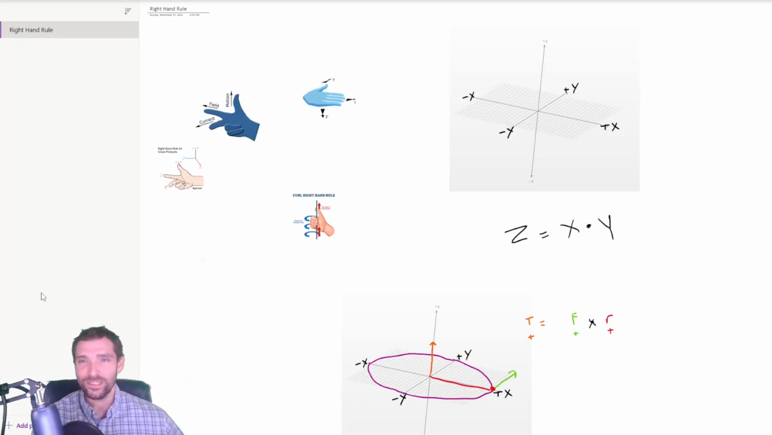Today I'm going to be showing you the easiest way to do the right hand rule. I've done a lot of tutoring. This can be really tricky for students because they're trying to do this trick with the hand without really understanding what these vectors are.